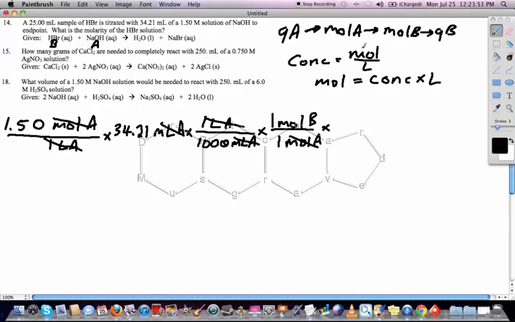Now what I need is the molarity of HBr. Molarity is moles per litre. I've got moles, but I need moles per litre. How do I get there? Well, I know that I've got moles here, and I need litres on the bottom. So what I'm going to do is multiply it by 1 over the volume given for B, which is 25.00 mL.